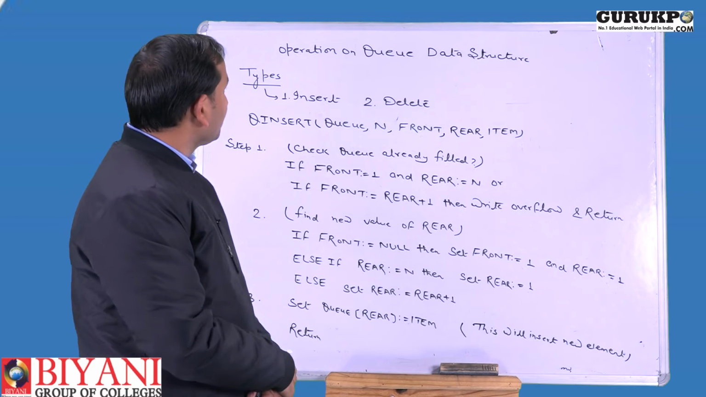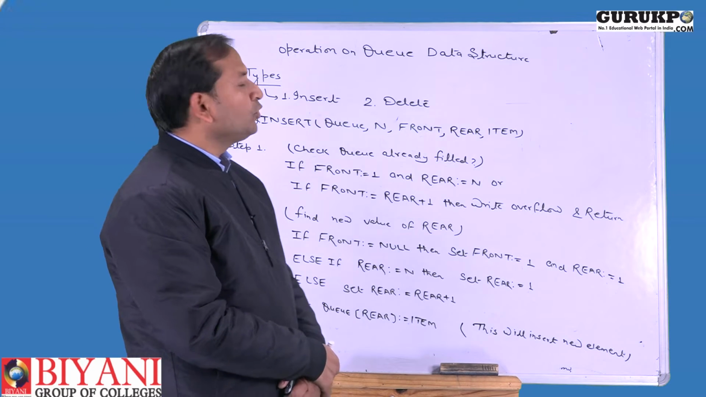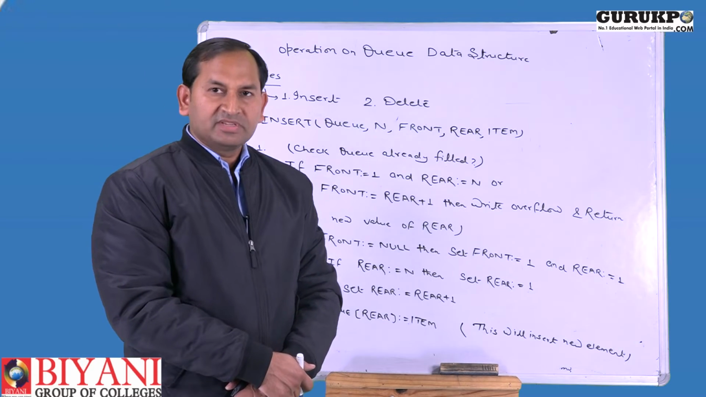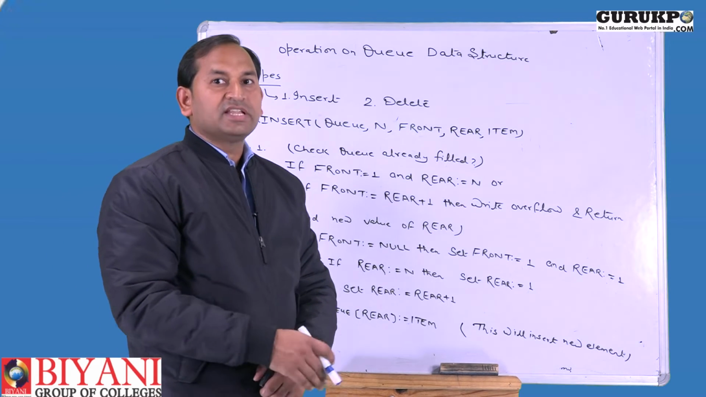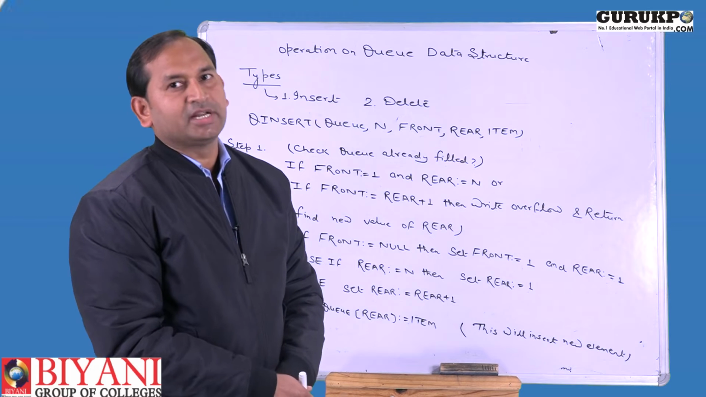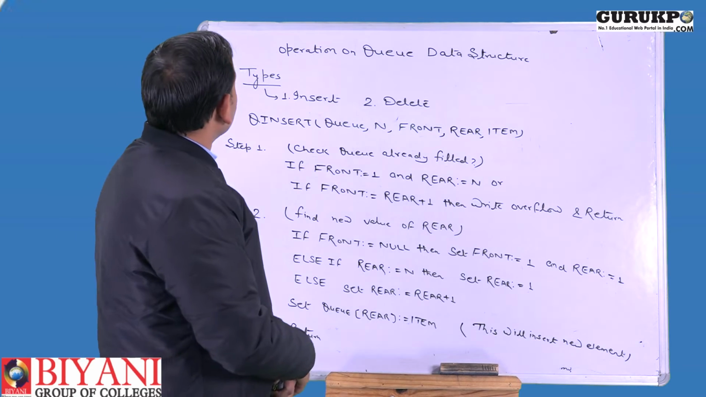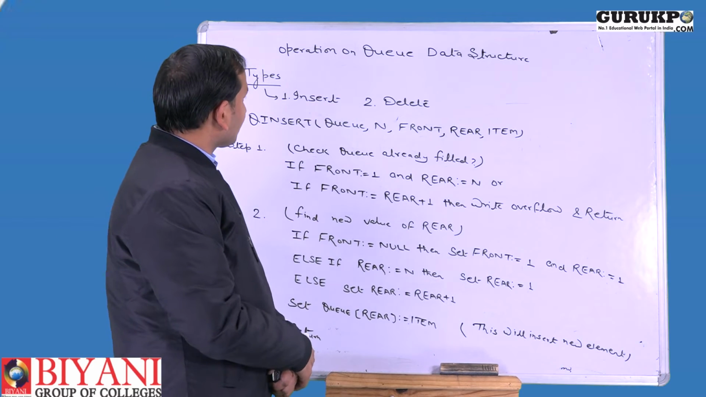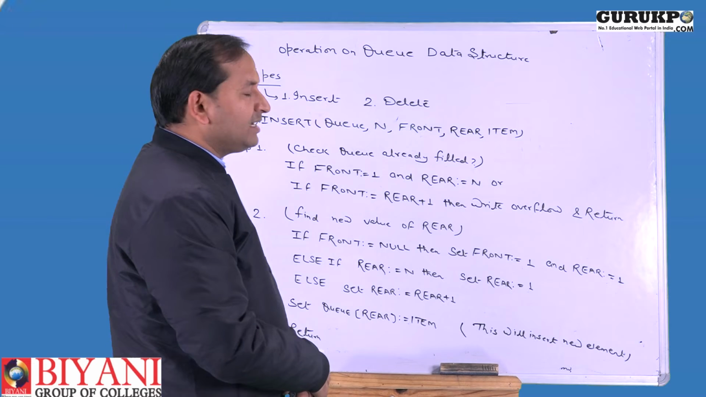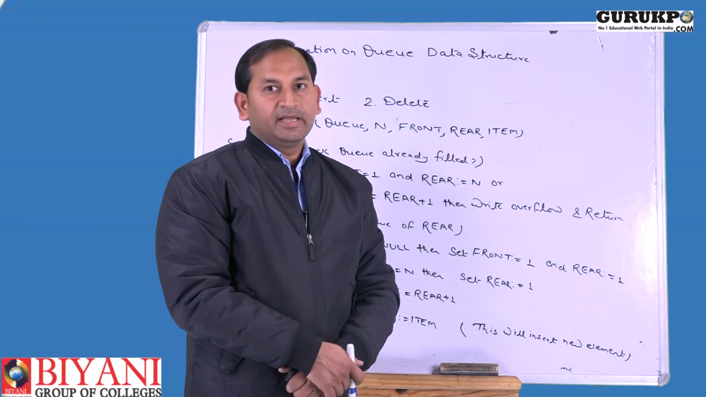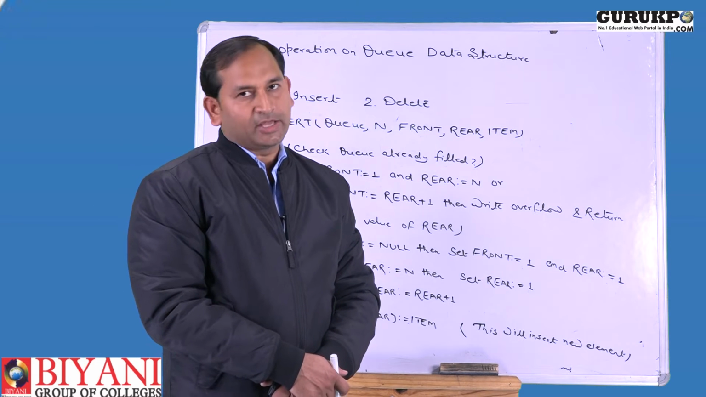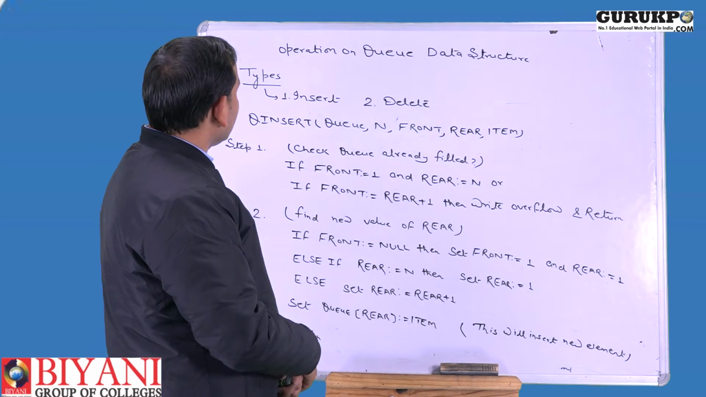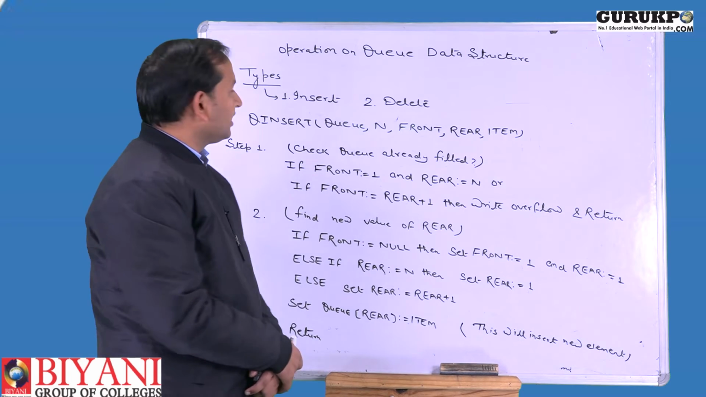Today we are going to discuss operations on the queue data structure. In the previous lecture we have already discussed the queue data structure. Today we discuss various kinds of operations on it. We know there are two types of operation. First one is the insert operation and second one is the delete operation. In case of insert operation, we will insert a new element inside a queue. So, first we discuss the queue insert operation.